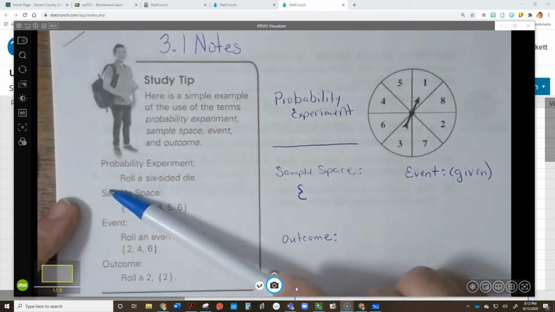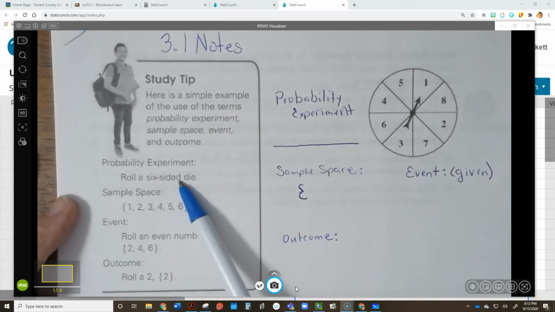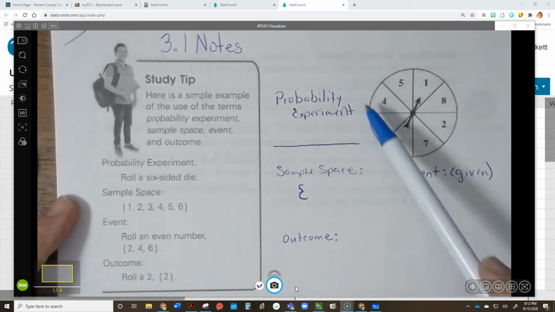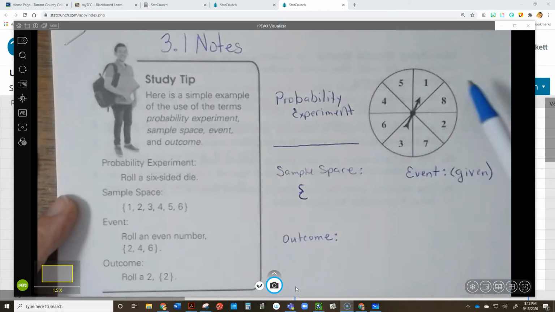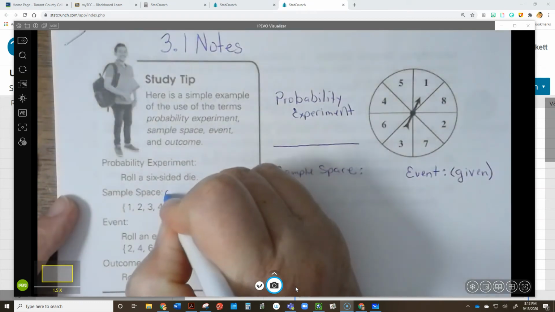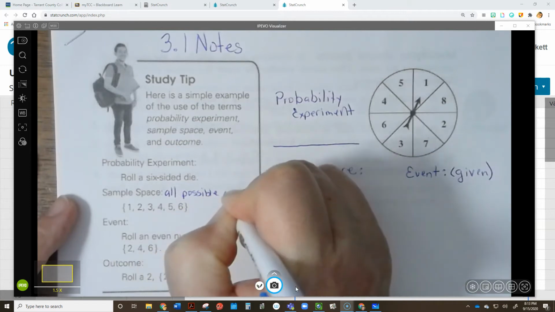Then the sample space, we need to talk about this word right here. An outcome is what could happen when you roll that die. An outcome is what happens when you roll the die. Well, it landed on a 2. A 2 is a possible outcome. When we spin this spinner, it might land on 7. It might land on 4. Those are all examples of an outcome. A sample space is a list of all possible outcomes.